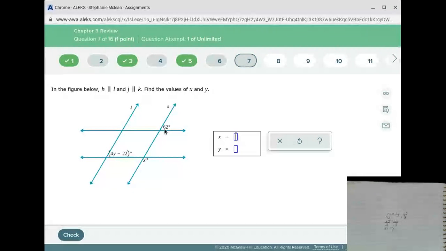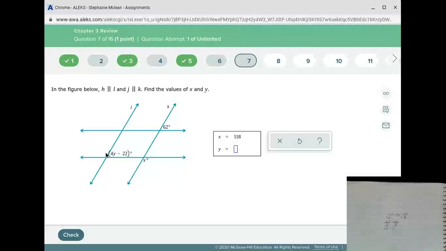So if I take this line, I'm going to call it line H, lie it on top of this line, I can see that 62 would lie right here, okay? So if 62 is there, I know 62 plus X equals 180 degrees, okay? So to find the value of X, I take 180 minus 62, which is 118, okay? So that gives me the value of X.